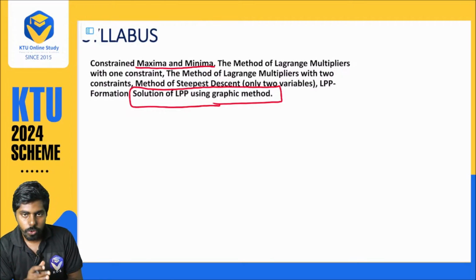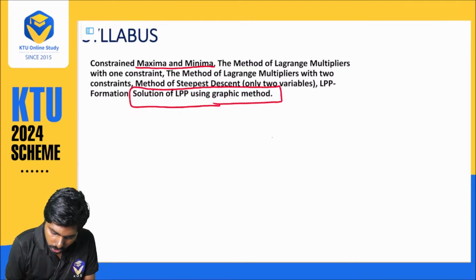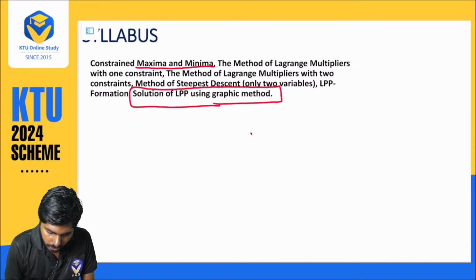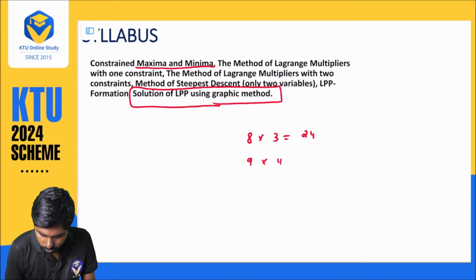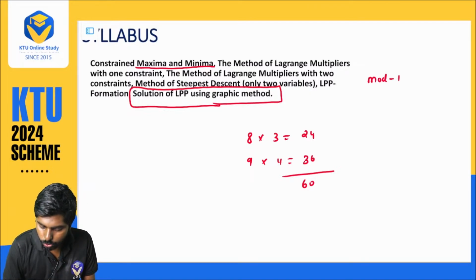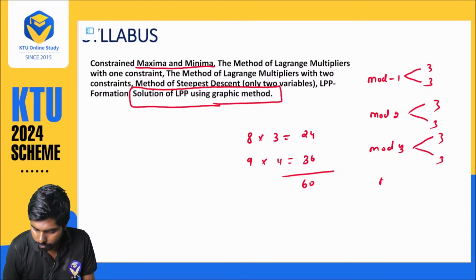And I have told you how the question pattern will be. There will be 8 three-mark questions, 8 into 3 is 24, and we will get 9 four-mark questions, that is 36, totally 60 marks. That is the pattern. In module 1 there will be 3 three-mark questions, in module 2 there will be 2 three-mark questions, and in module 3 there will be 2 three-mark questions. Everywhere they share equally.